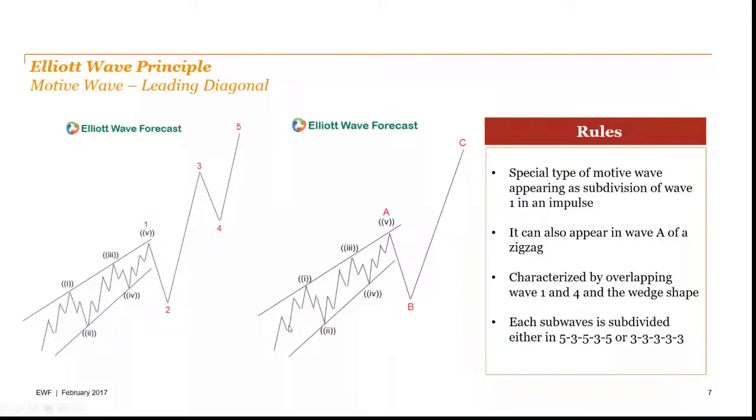If it is a diagonal, that can happen. All right, it doesn't matter. Correct. In a diagonal, 1 and 4 should overlap actually, because it's converging.